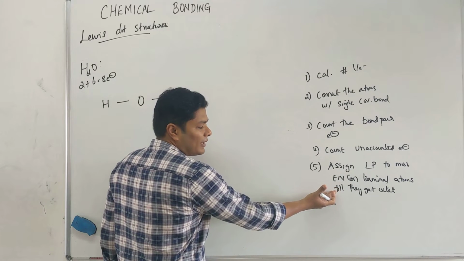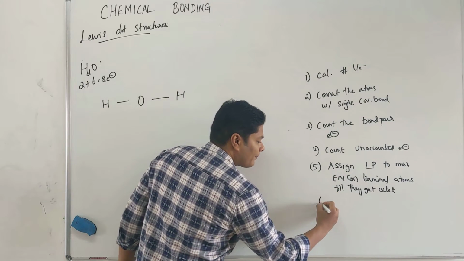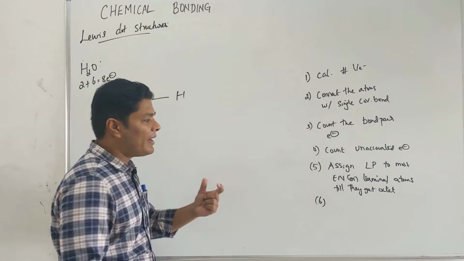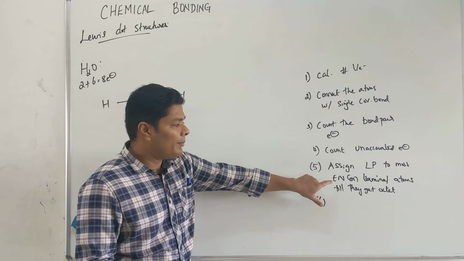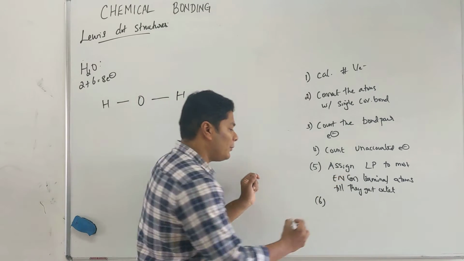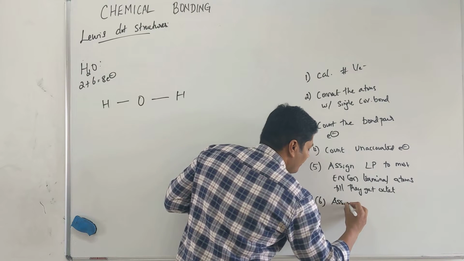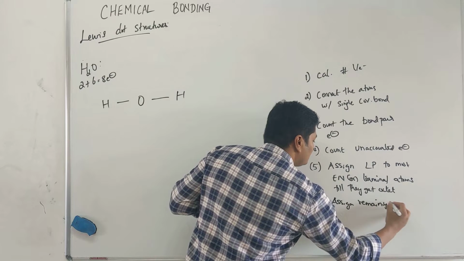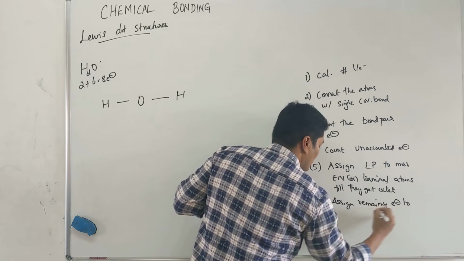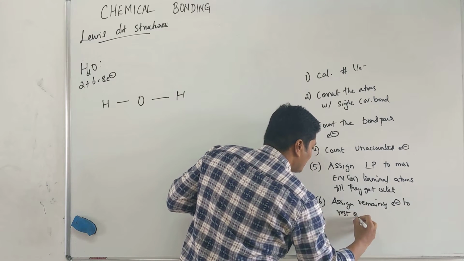Now the next step is, I have assigned all the extra electrons, I have assigned most of them to the terminal or electronegative atom till they got an octet. Then what do I do? The remaining electrons I assign to the atoms I missed here. Assign remaining electrons to the rest of the atoms.